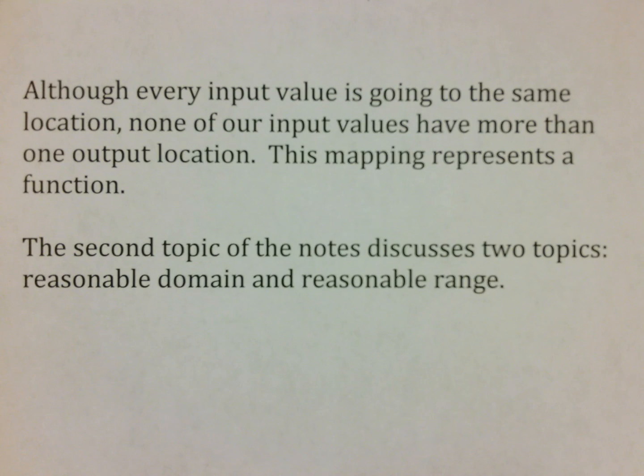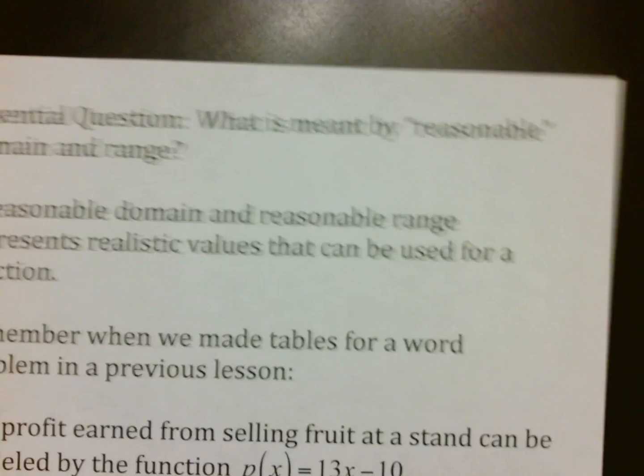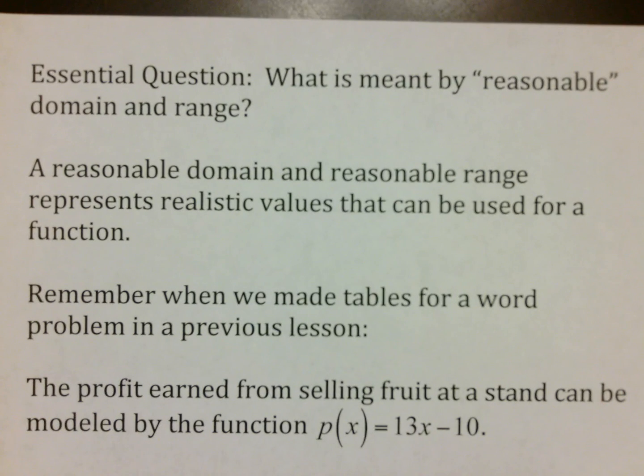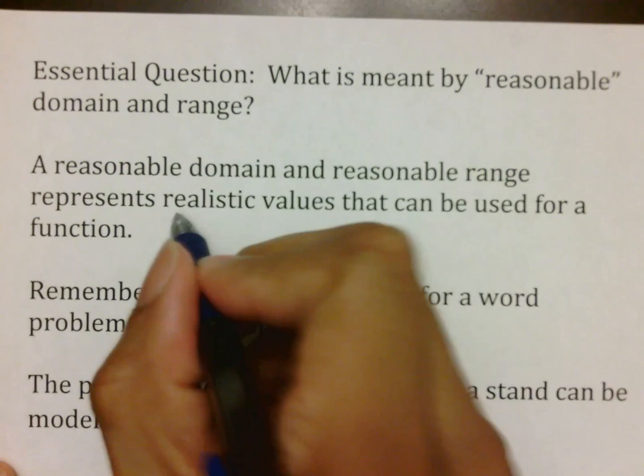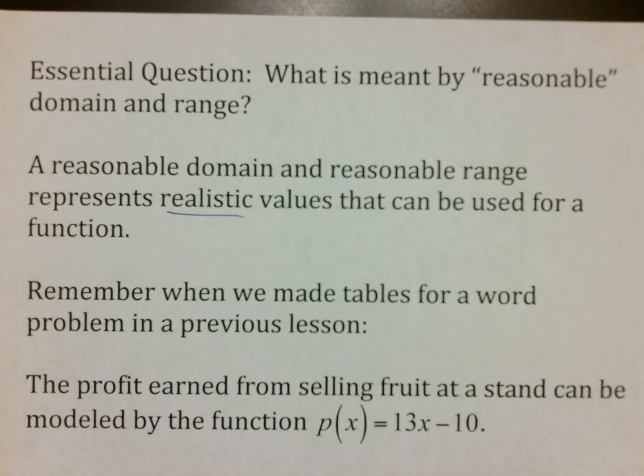So again, the second topic of the notes discusses two topics, reasonable domain and reasonable range. The essential question there is: what is meant by reasonable domain and range? A reasonable domain and reasonable range represents realistic values. Again, it's just things that are realistic that can be used for a function.